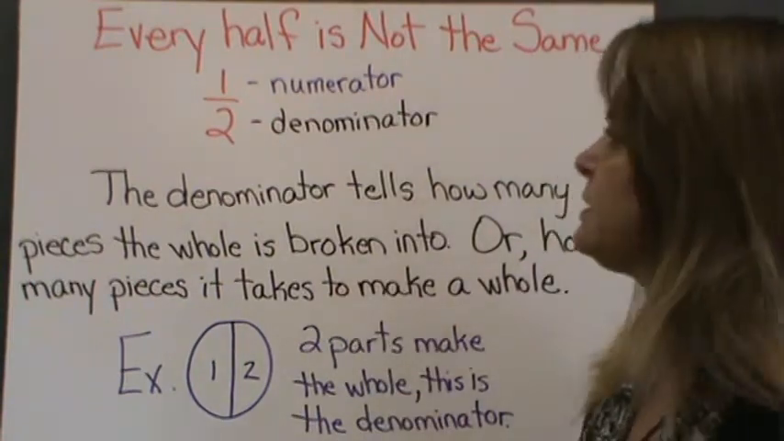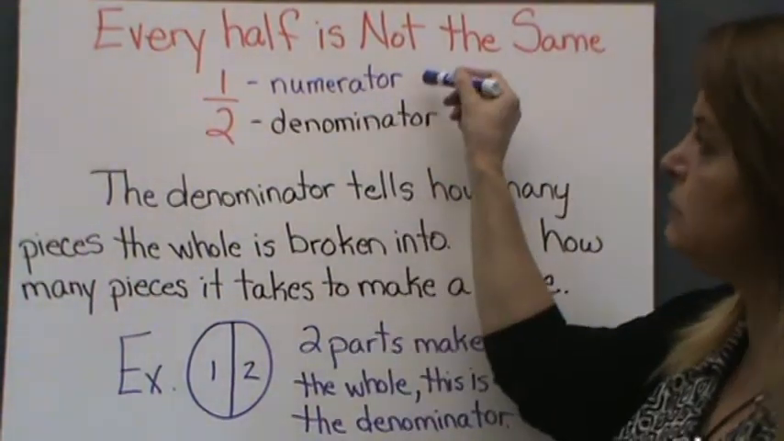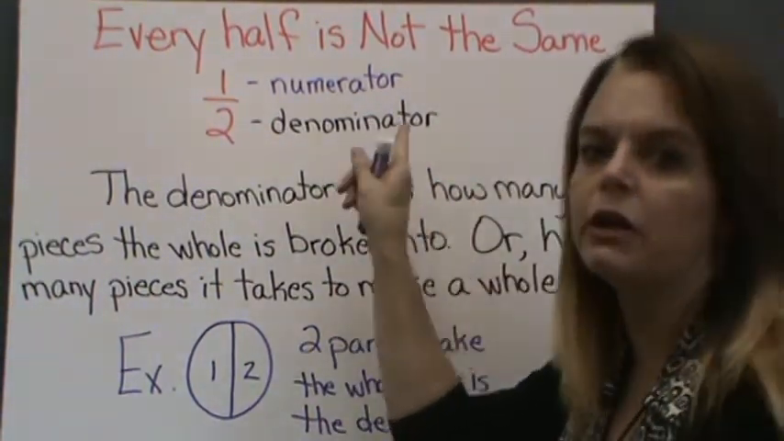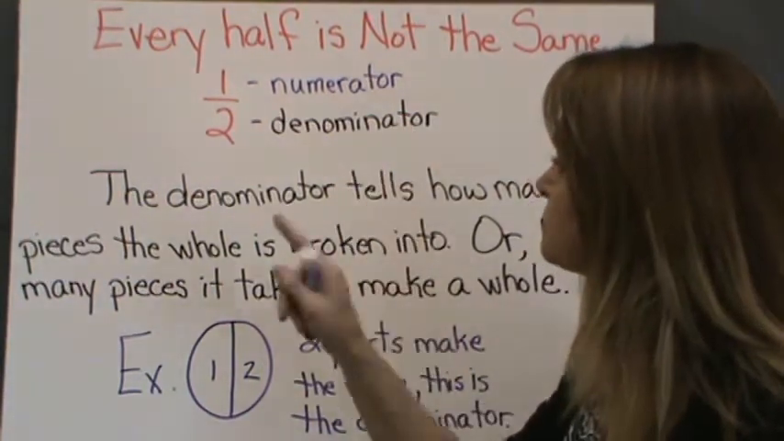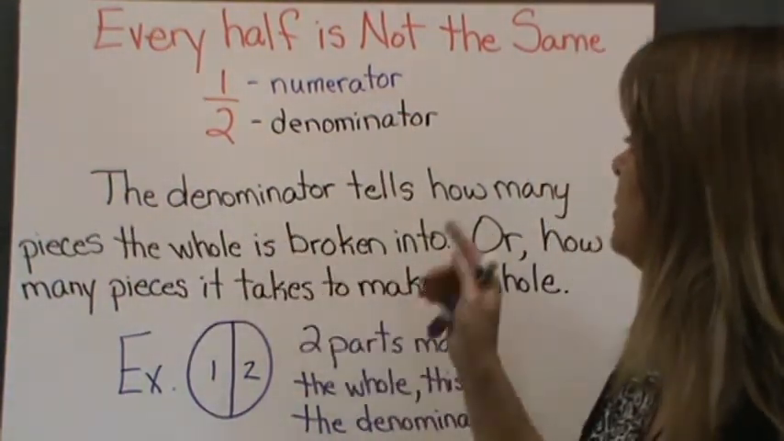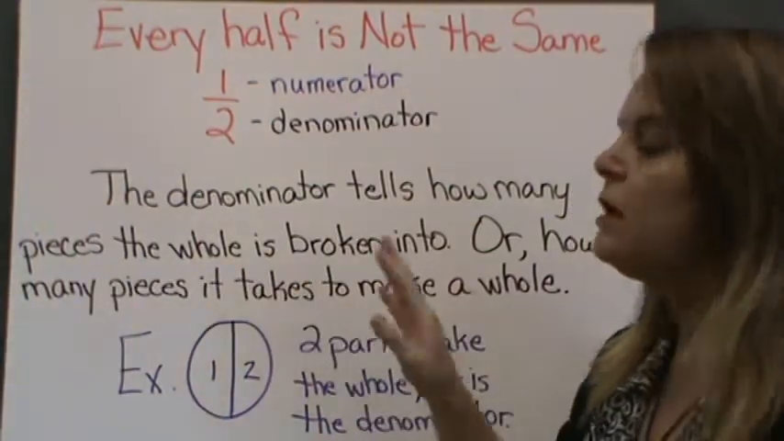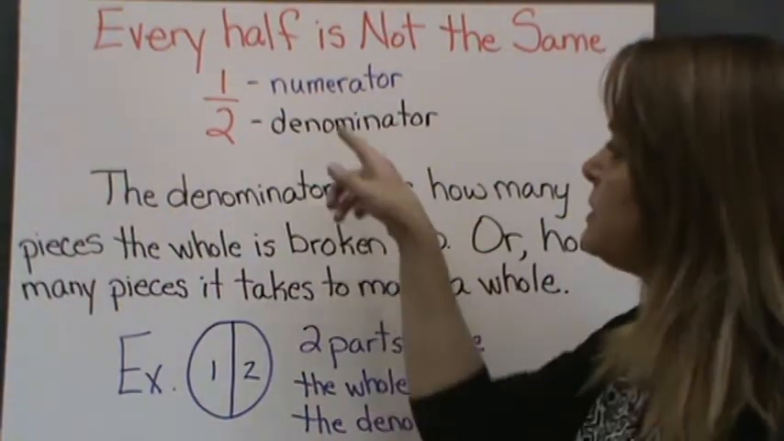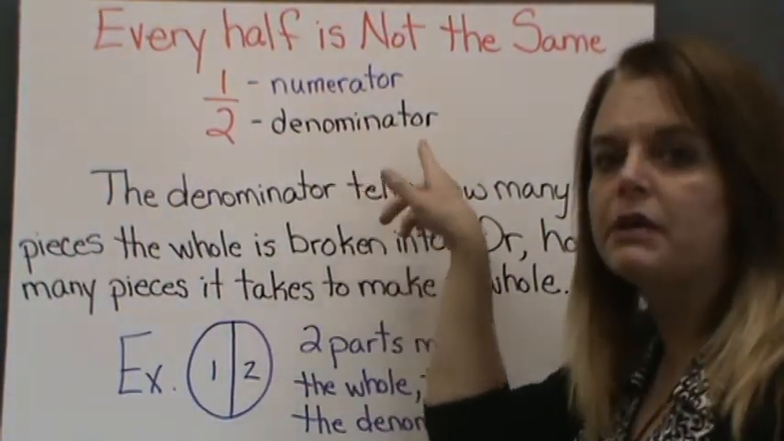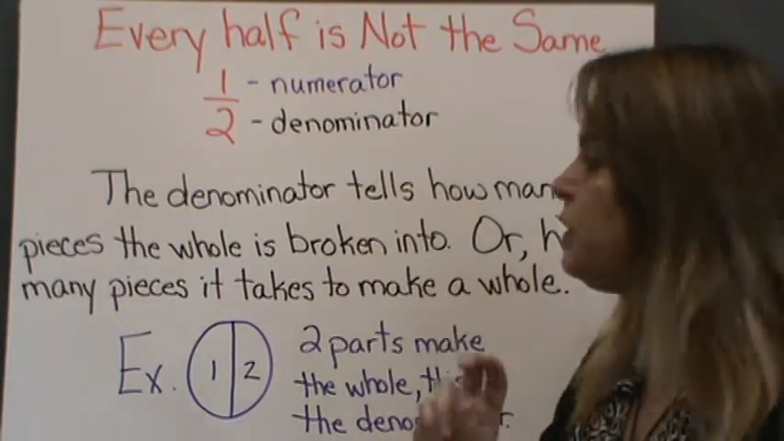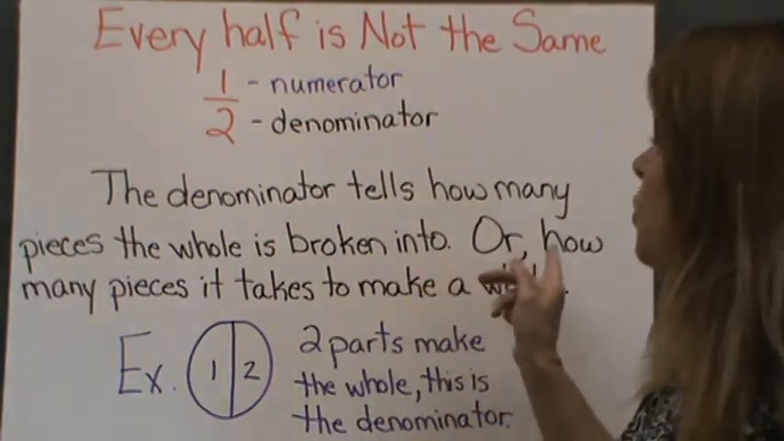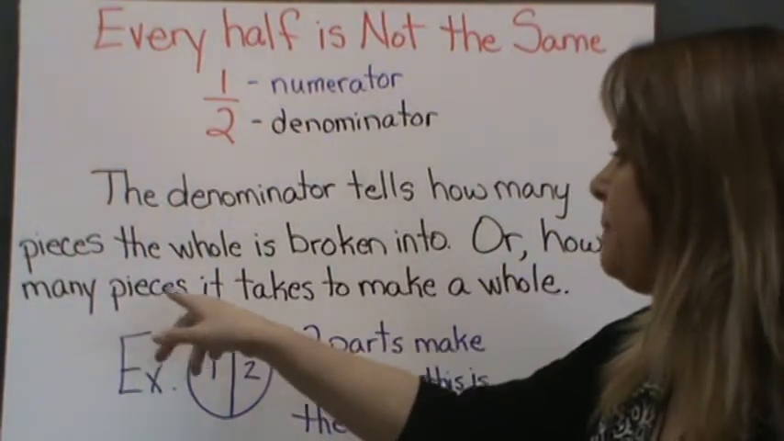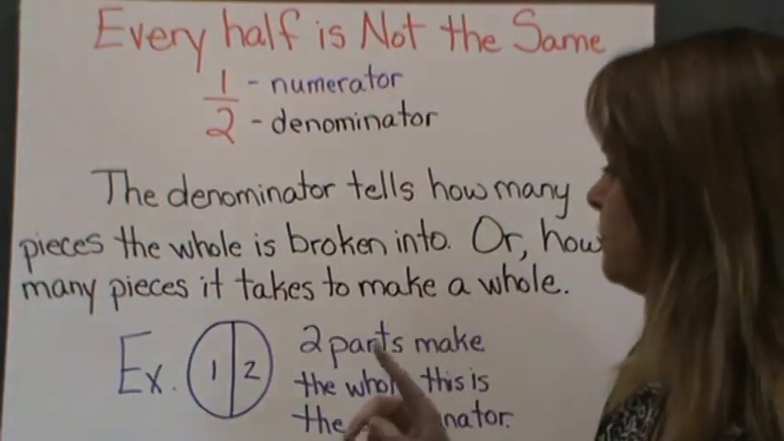So let's look at this and see. We know that our top number is the numerator and the bottom number is the denominator. Reminder, the denominator tells how many pieces the whole is broken into. So in this fraction, my denominator tells me that the whole is broken into 2 pieces. Or it may tell me how many pieces it takes to make a whole.